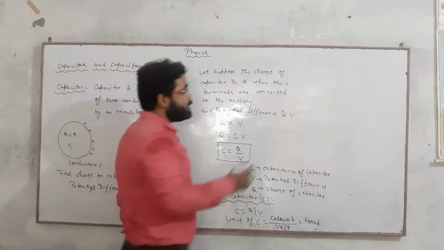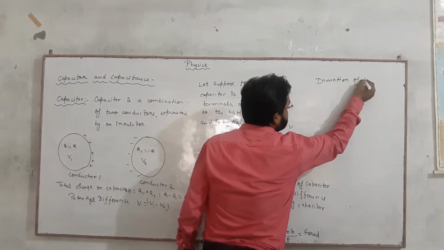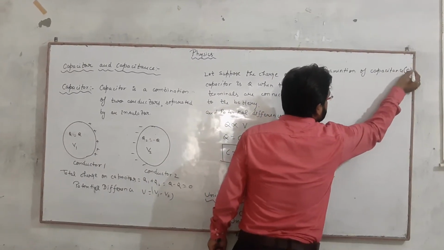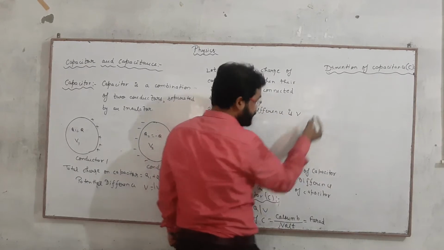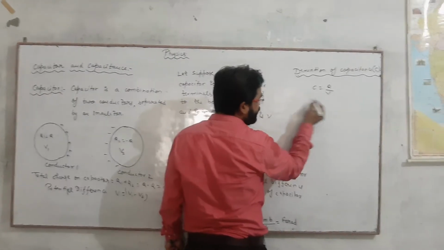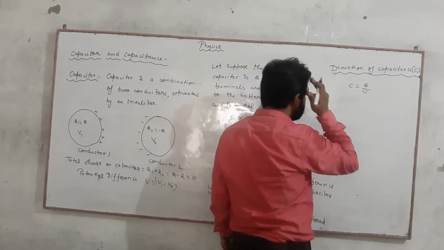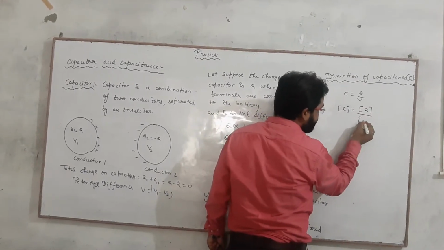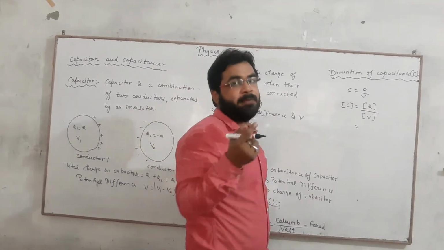Now we will derive the dimension formula of C, the dimension of capacitance. C is equal to Q by V. So the dimension of C is the dimension of Q upon the dimension of V. Q is equal to IT, the dimension of I is A and the dimension of T is T.